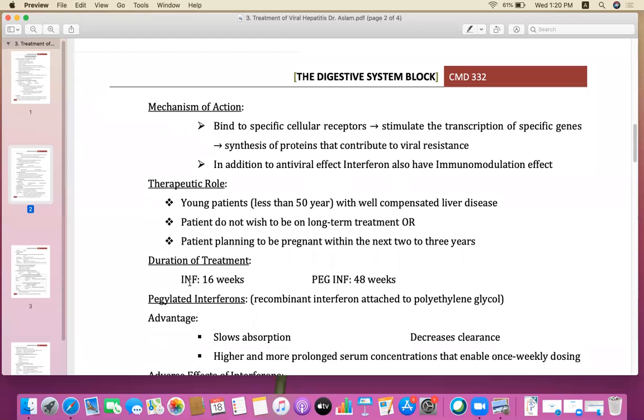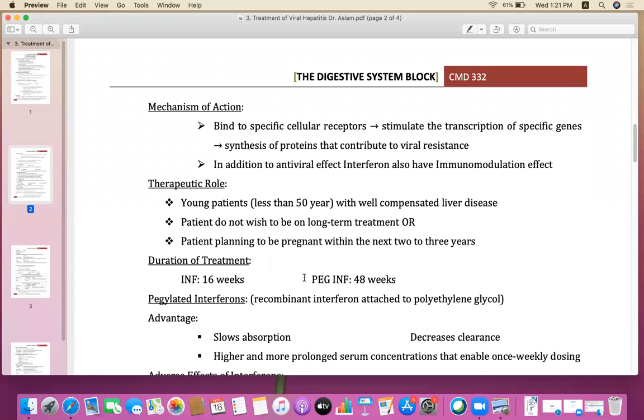What is the duration of treatment of interferon? If you are giving only interferon, 16 weeks. And if you are giving pegylated interferon, you have to give 48 weeks. But what is the advantage of this PEG, polyethylene glycol interferon? You have to give only one dose per week, so you take a total of 48 doses of the pegylated interferon. While for the normal interferon it is 16 weeks, but the dosing frequency is much higher. It is not a weekly dose; it requires a daily dose.